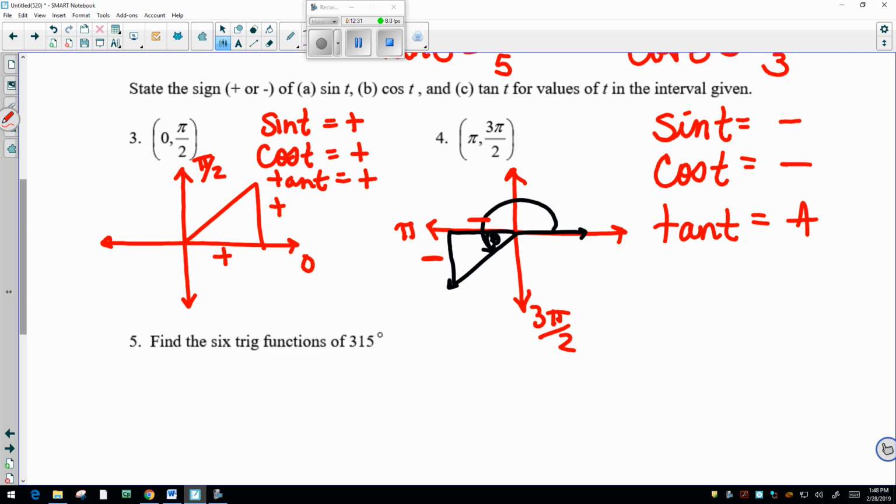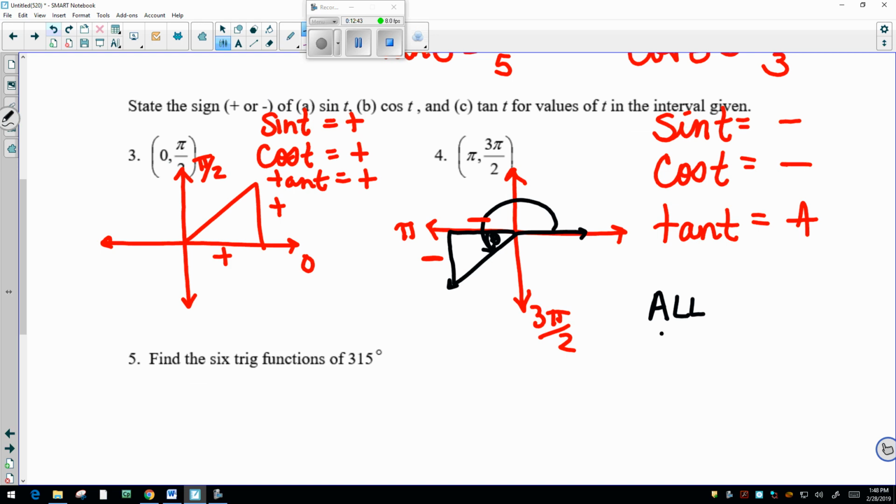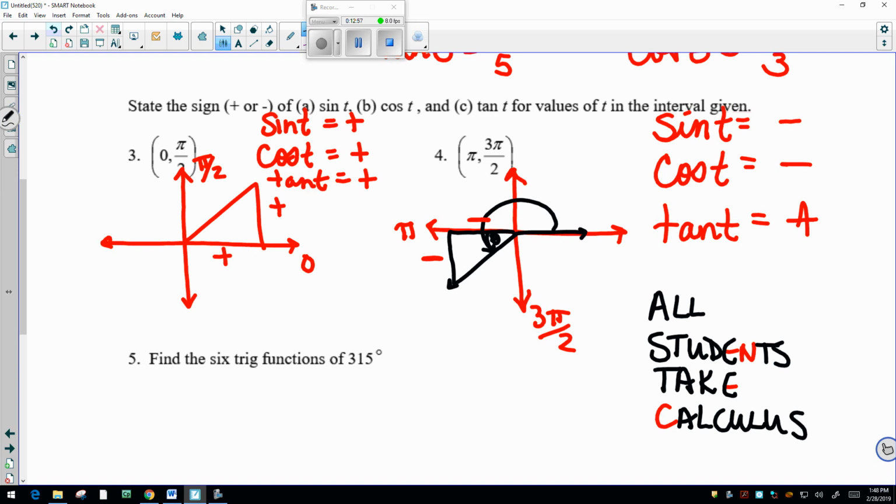So back in our days of Algebra 2, we had a little mnemonic that said all students take calculus. So what did that mean? That went with each of our quadrants. So we have A for all, S for students, T for take, C for calculus.